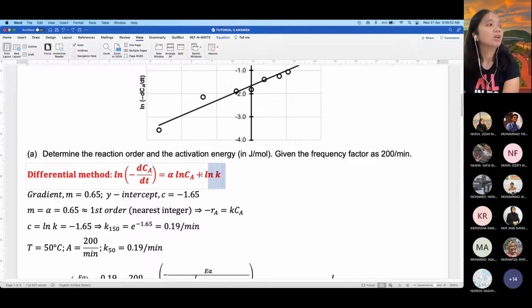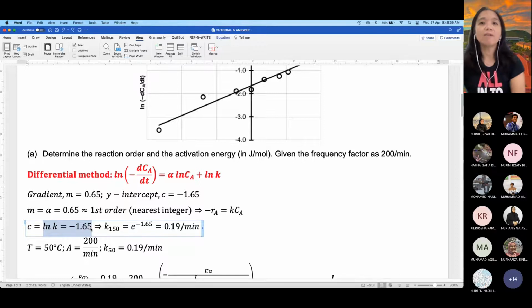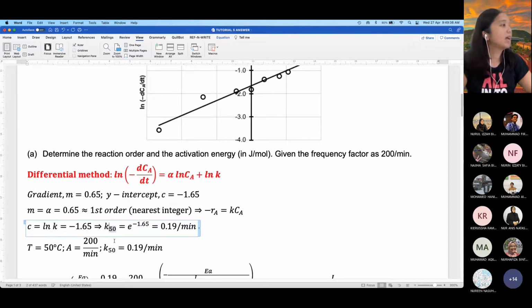So from the equation, your ln K is your y-intercept. So ln K equals the y-intercept, which is given as negative 1.65. I hope you still remember this one. If we have ln K on the left and a number on the right, in order to remove the ln on the left, we take the exponent on both sides. So the exponent of ln K becomes K, and on the right it becomes exponent of negative 1.65. By right, when you do this, you will get your value of K as 0.19.